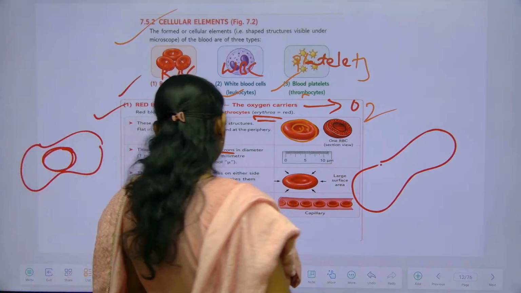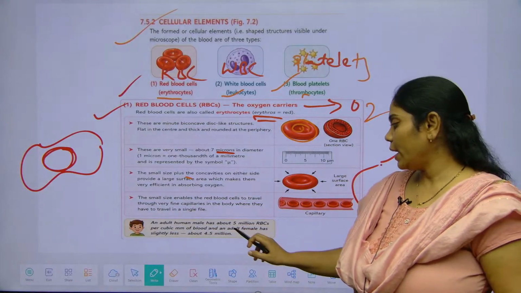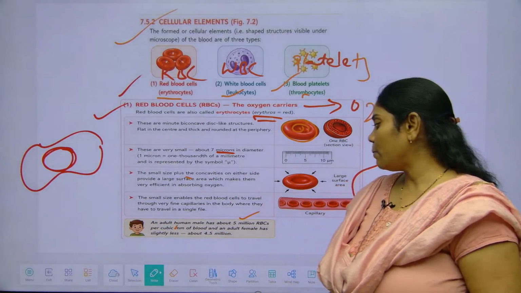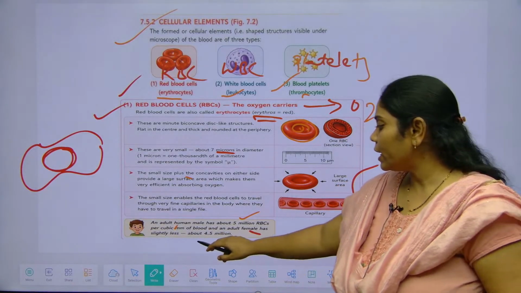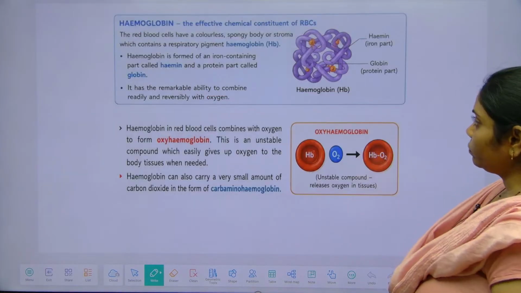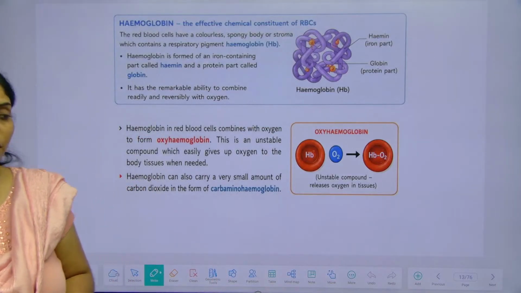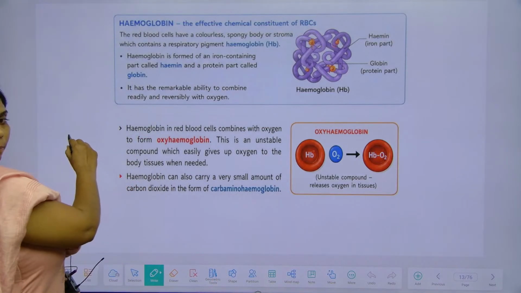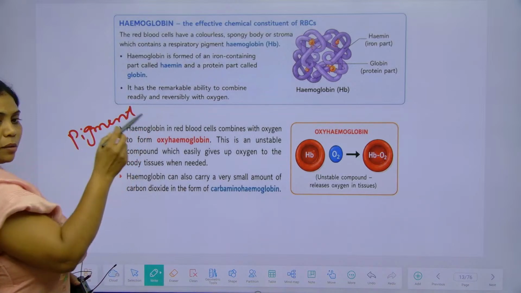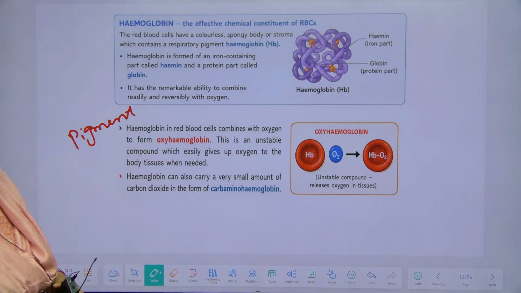So this is about RBC. And the adult male has what? 5 million RBCs per cubic millimeter. Coming to the adult female, that is 4.5 million. Hemoglobin, as we have already discussed, RBCs have a pigment, and that pigment we call hemoglobin. Because of that pigment only, we get the blood as red in color.